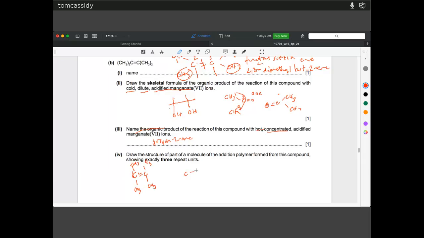So you've got, that's one of them. That's the second. That's the third. And each of these has methyl groups on them like that. Okay, I could keep drawing those in, couldn't I? And that, of course, continues as a polymer chain, and we're just looking for 3 repeat units, and you can label them up like that. Okay, next one.